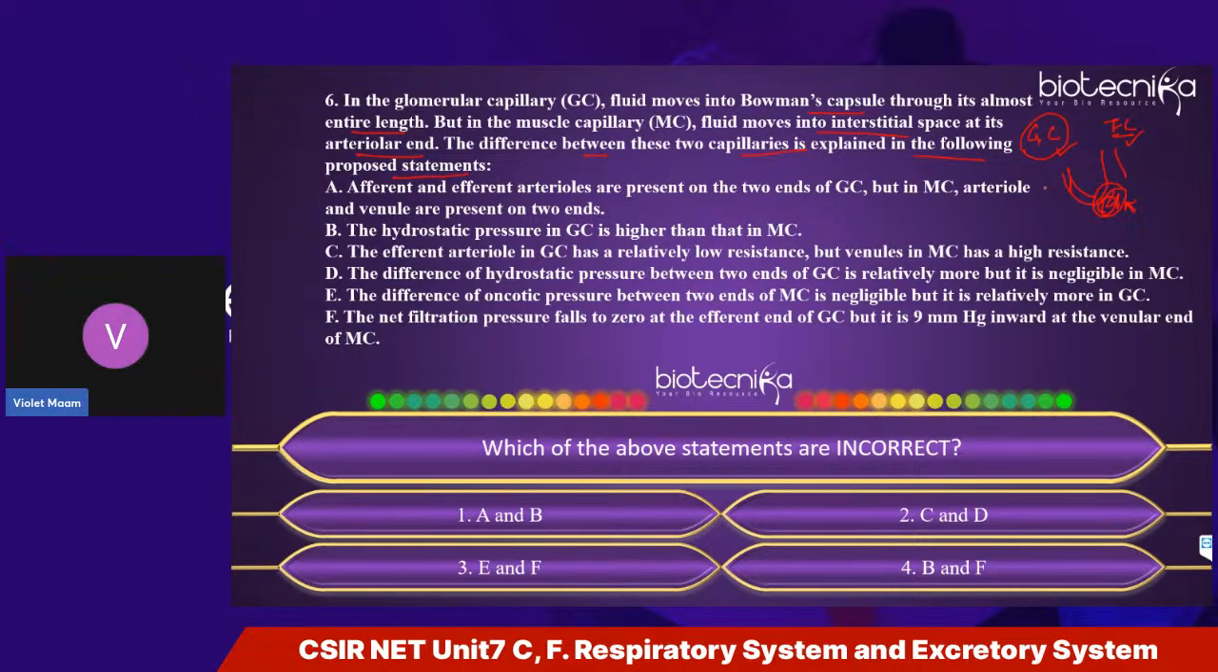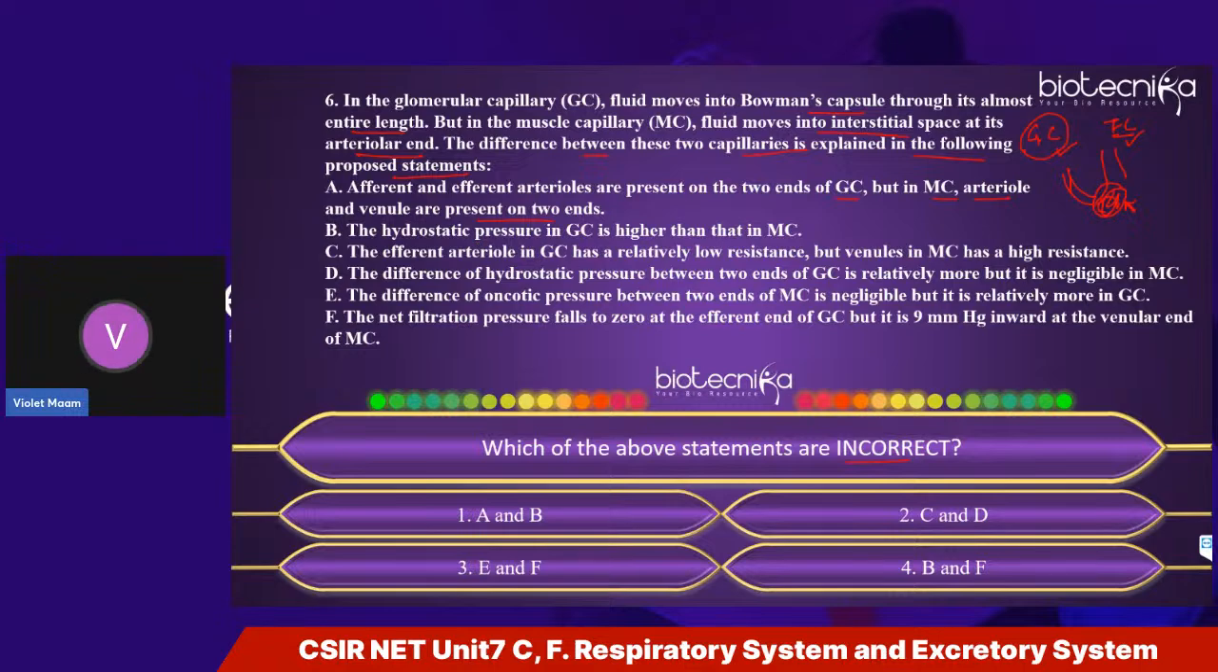Based on that, there are a lot of differences between the muscle capillary and the glomerular capillary. Let's read through the statements, and from these you have to find the incorrect ones. A. Afferent and efferent arterioles are present on the two ends of glomerular capillaries, but in muscle capillary, arteriole and venule are present on two ends.